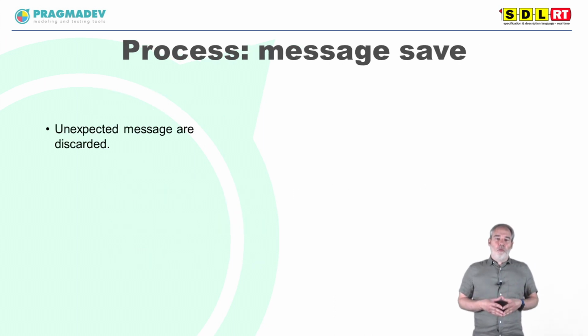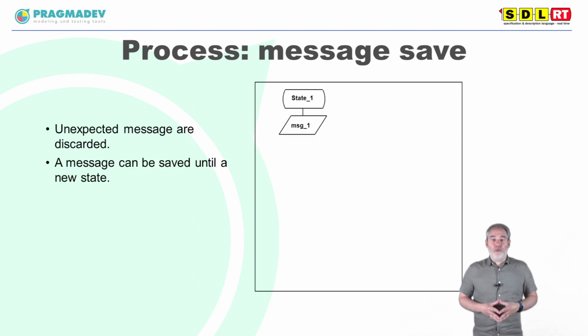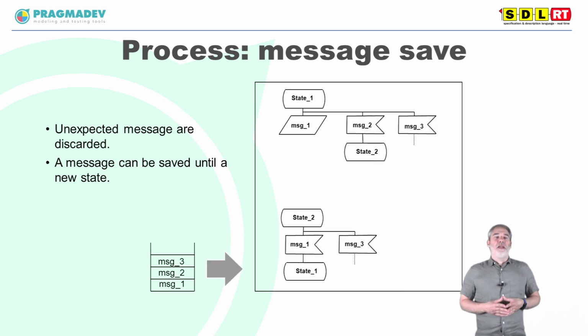Messages received while unexpected in a state are discarded. This is considered to be a normal behavior. To avoid that, an unexpected message can be saved to be treated when the state machine reaches a new state. At that point, the first saved message will be treated before the other messages in the message queue. In this example, message 1 is saved in state 1 but triggers a transition in state 2.